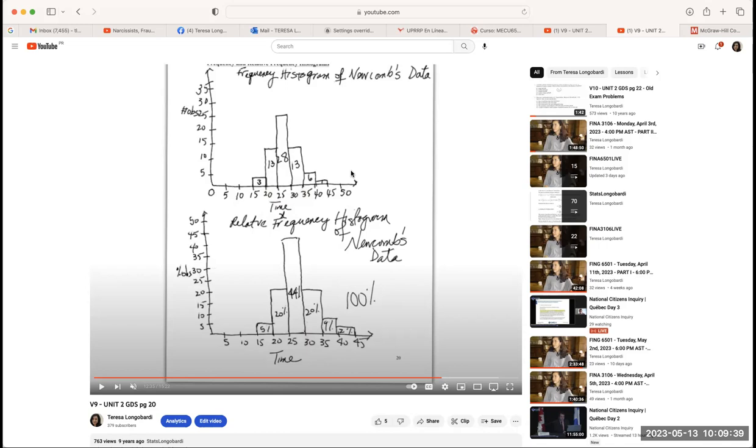The argument I pursue is that the 5 features of the distribution are the same whether you make a relative frequency or a frequency histogram. You have the same center, the same shape, the same spread, the same peaks, and the same outliers and gaps. You'll see the same thing. So the only difference between choosing one or the other is that here you have that 100% total, which makes it easier to compare distributions of unequal size.